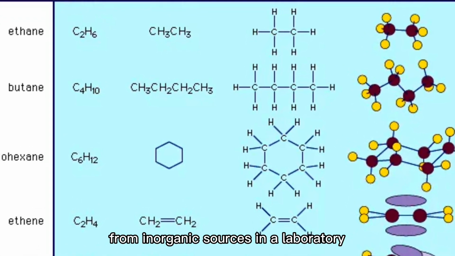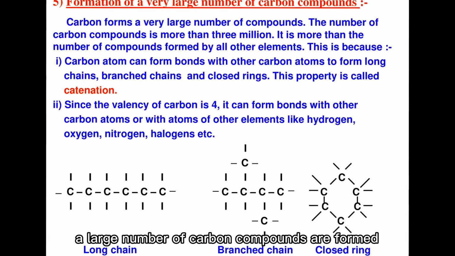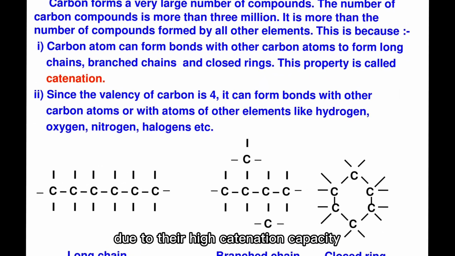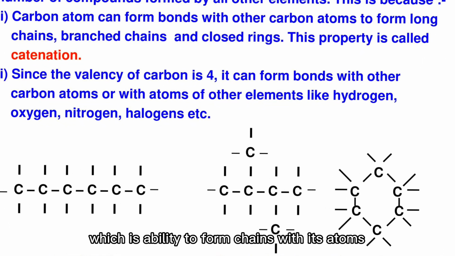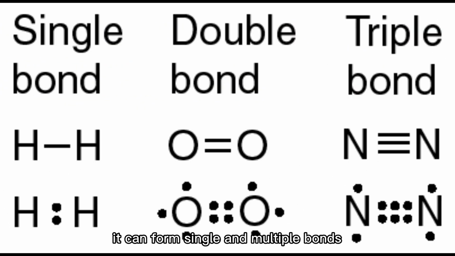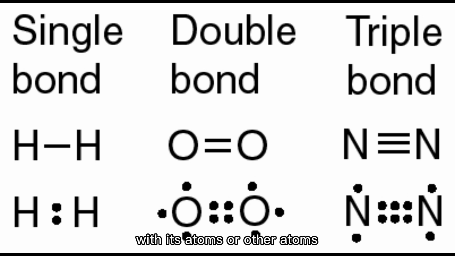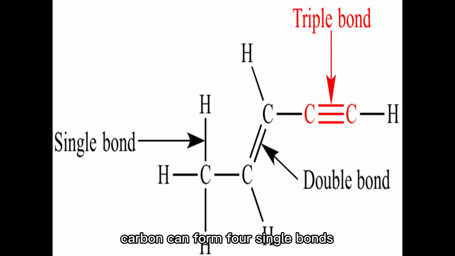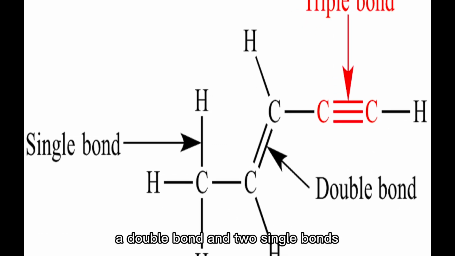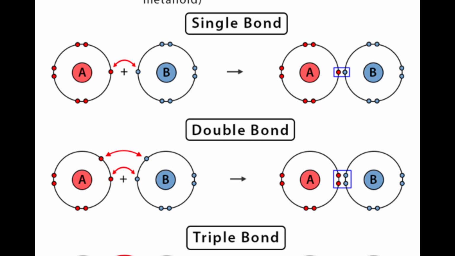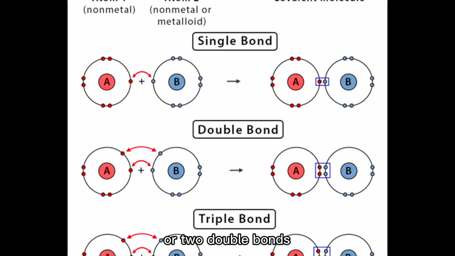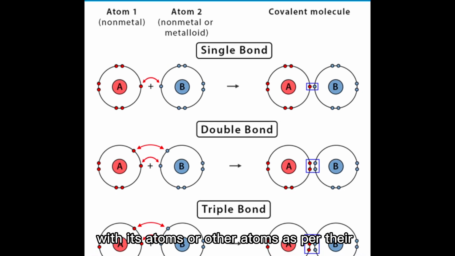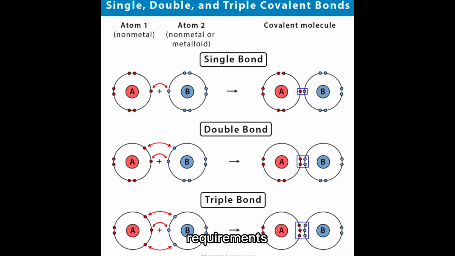A large number of carbon compounds are formed due to carbon's high catenation capacity, which is the ability to bond with its own atoms. It can form single and multiple bonds with its own atoms or other atoms. Carbon can form 4 single bonds, a double bond and 2 single bonds, a triple bond and a single bond, or 2 double bonds with atoms or other atoms as per their requirements.